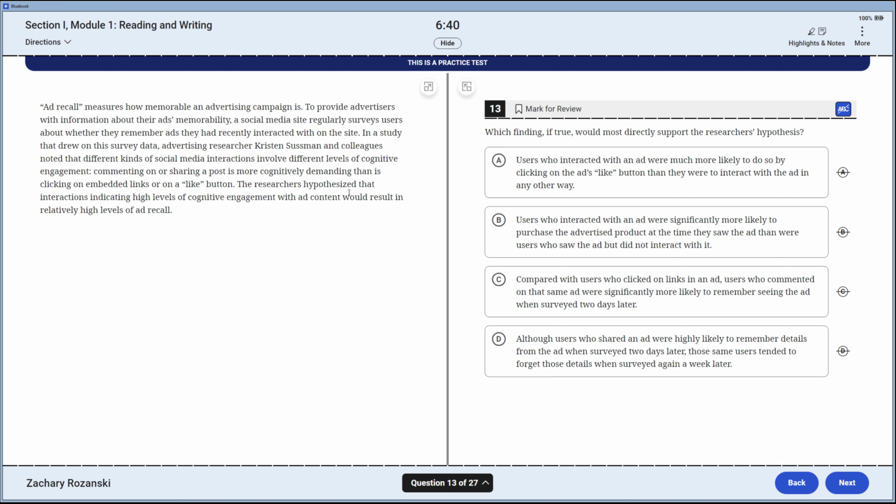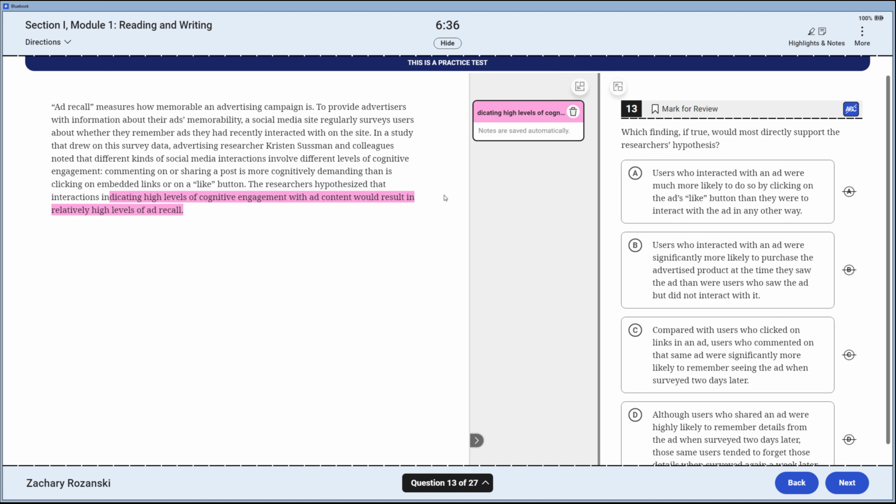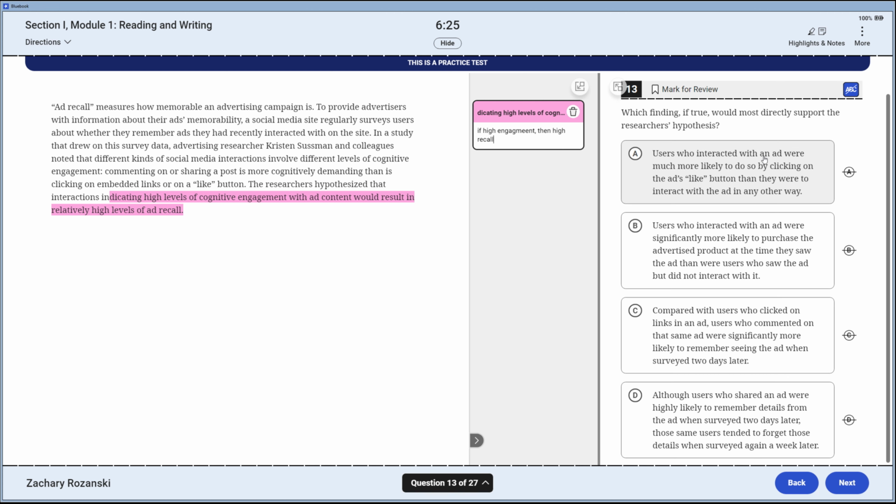What's the researcher's hypothesis? Interactions indicating high level of cognitive engagement with an ad result in relatively high recall. So if high engagement, then high recall. Users who interacted with an ad were much more likely to do so by clicking on the ad like button. Nope, we want some notion of recall. Users who interact with the ad were significantly less likely to purchase the advertised product at the time they saw the ad. Nope, at the time I want recall.